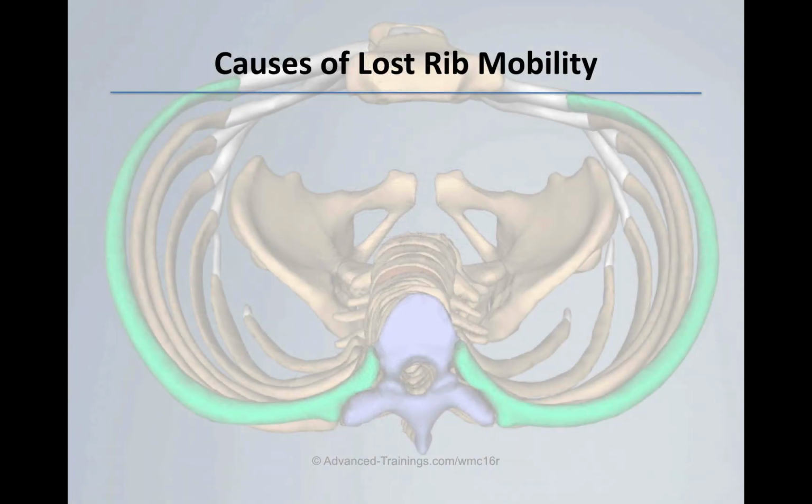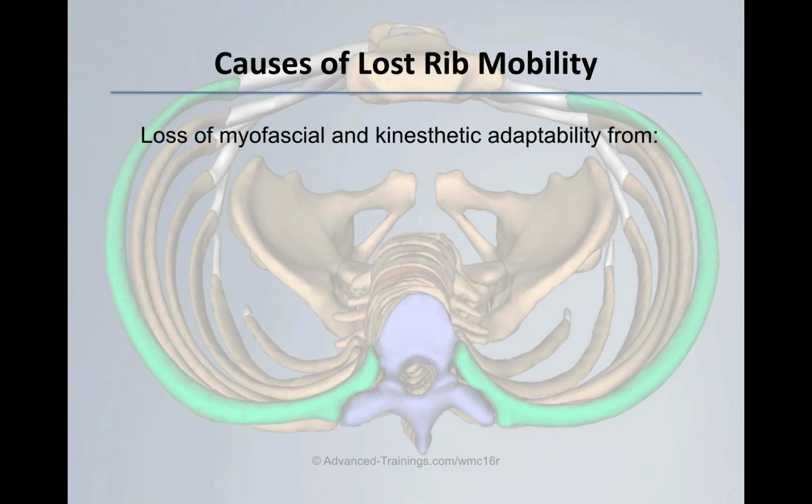Some of the causes of lost rib mobility would be lost myofascial and kinesthetic adaptability. Both those things. Myofascial is a shorthand in our lexicon for structural. This is referring to the continuum of fascia, muscle, ligament, all the soft tissues around the bones. And kinesthetic means our sense of movement or stillness. So that involves proprioception, interoception, and haptic sense, the touch sense. All those things together give us our kinesthetic sense.